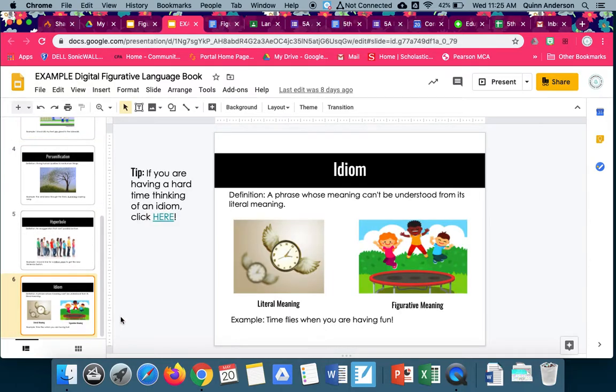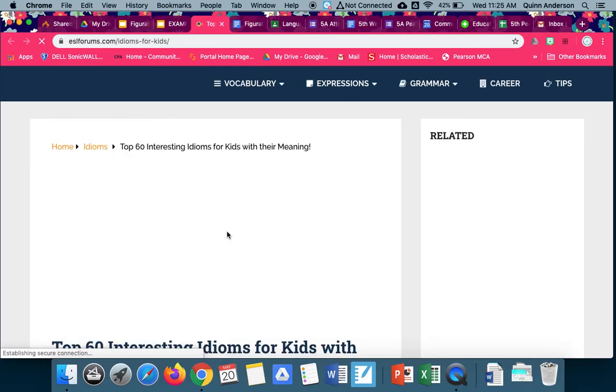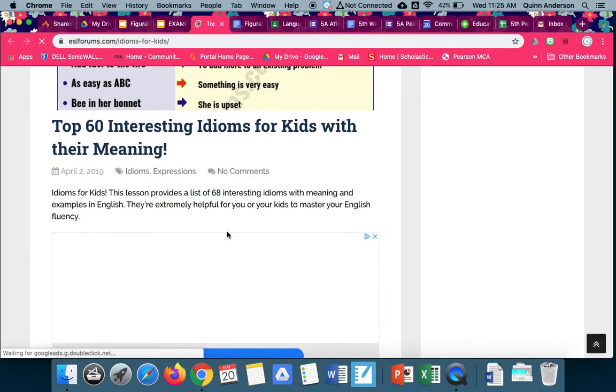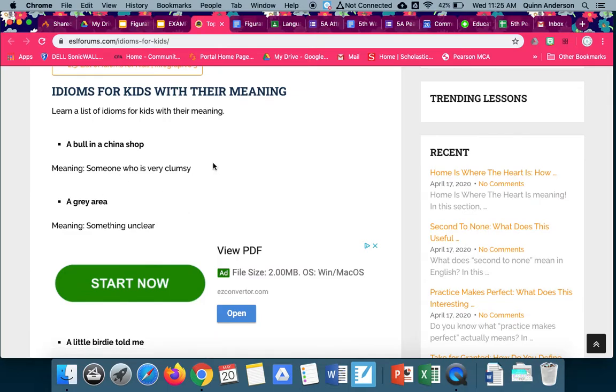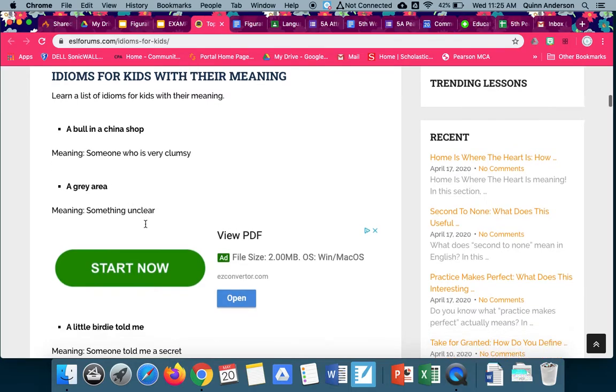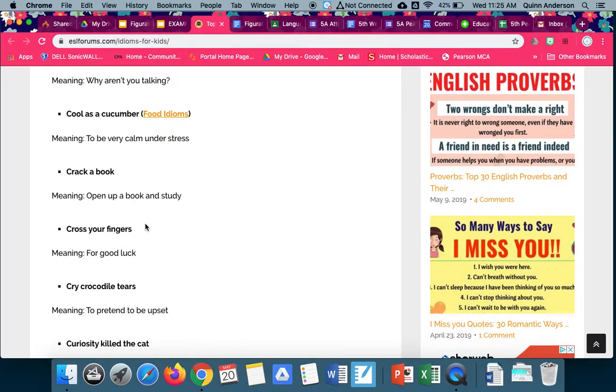If you're having a hard time thinking of an idiom, you can click here, and it will bring you to a list of idioms as well as their meaning. A bull in a china shop: someone who's very clumsy. A gray area: something that's unclear. There are a lot of examples here. You can pick one that you like the best.